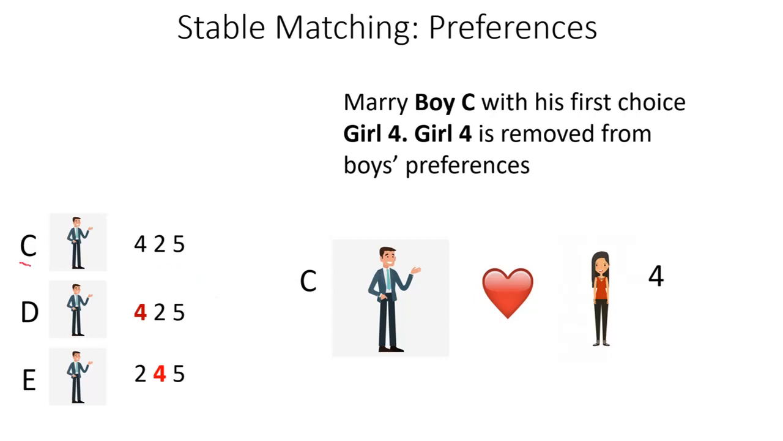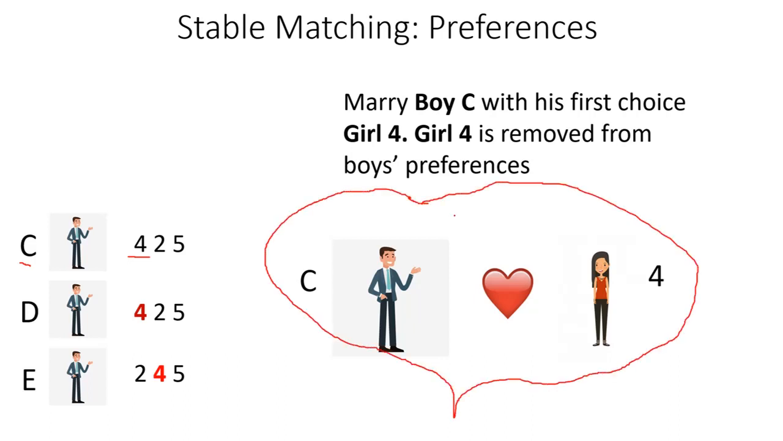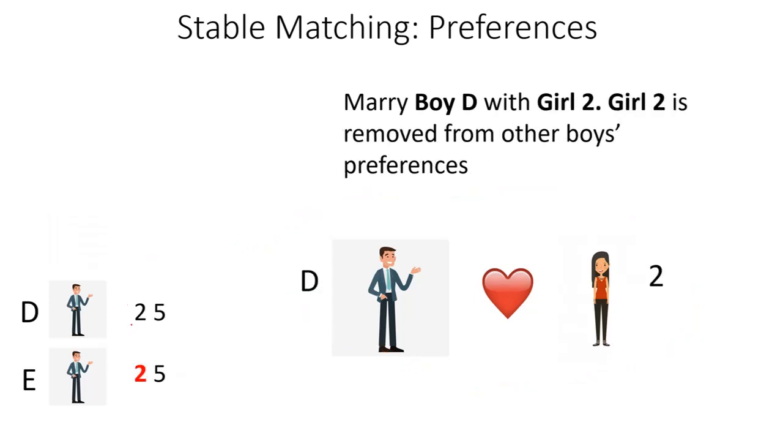Next boy is boy C. For boy C, the most preferable girl is girl number 4. So he goes to girl number 4 and makes an offer. Of course, girl number 4 doesn't have any other offers at that time, and she accepts that offer. And we need to remove girl number 4 from other boys' lists. Then for the next boy, the most preferable girl is 2. He makes an offer and they get married.